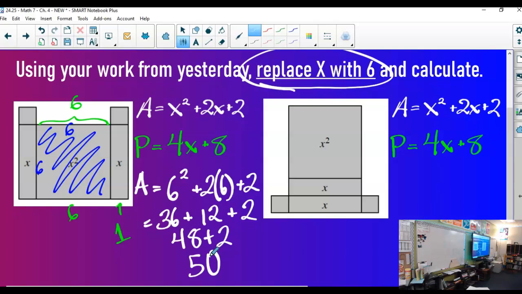Hey, there are calculators in your bins if you need, by the way. There's highlighters back in all the bins, calculators. I tried to make it so you got what you need.